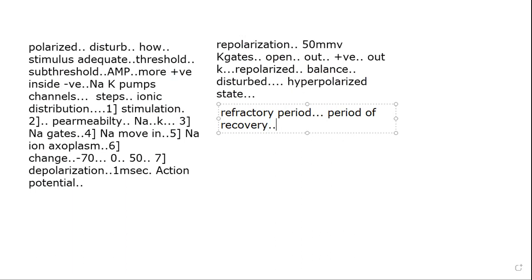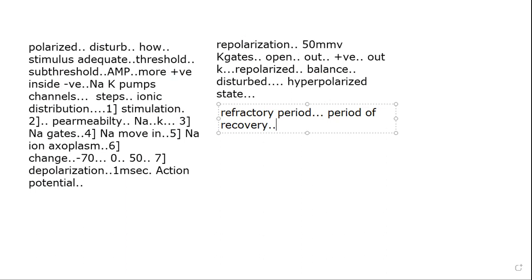After the hyperpolarized state, the neuron has to recover itself to the normal polarity. If not, it will not be able to send any kind of messages. This period of recovery after hyperpolarization is said to be the refractory period. The recovery period of the nerve fiber is called the refractory period. After an action potential, the nerve fiber undergoes a period of recovery in which it has to regain its original ionic distribution and polarity, and prepare itself for the next stimulation.